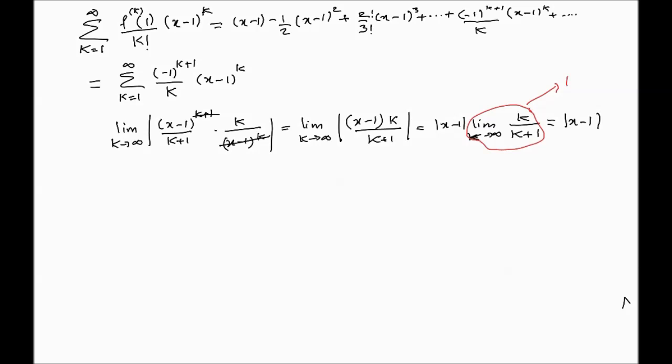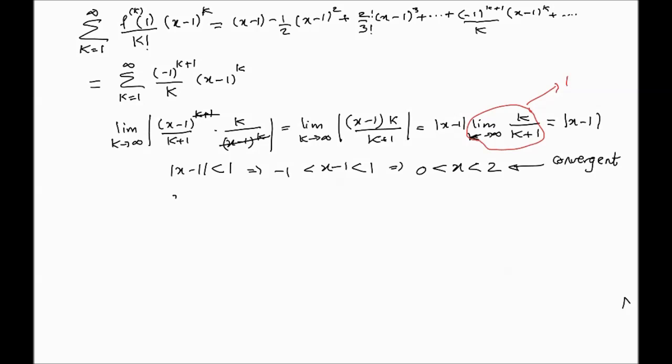Now the ratio test tells us that if the absolute value of x minus 1 is less than 1, we have convergence. If that's the case, then this implies that x minus 1 is greater than minus 1 and less than 1, which further implies that x is greater than 0. Add 1 to all sides of the inequality, less than 2. So this is where we know it is convergent.